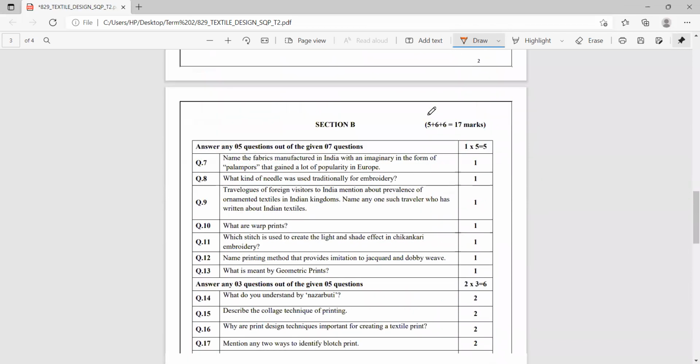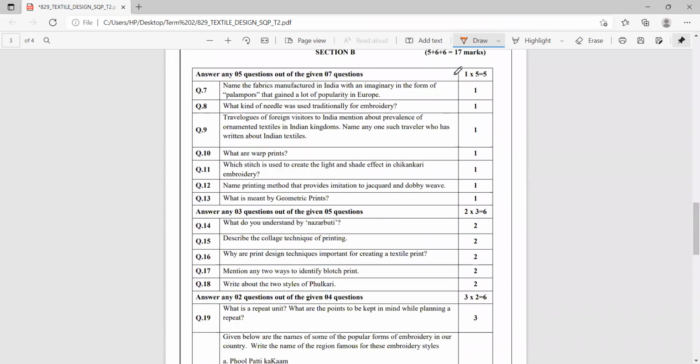Now let us move to section B. Section B aapka 17 marks ka hai. Aur isme bhi parts hai, 3 parts hai. First part mein aapko 7 questions diye hain, jinme se 5 answer karne hai. Aur ye 1 mark ke questions hai. So idhar aap dekho, ye 1 mark ke hai, sare questions. So 7 questions diye hain, jinme se aapne 5 ko answer karna hai.